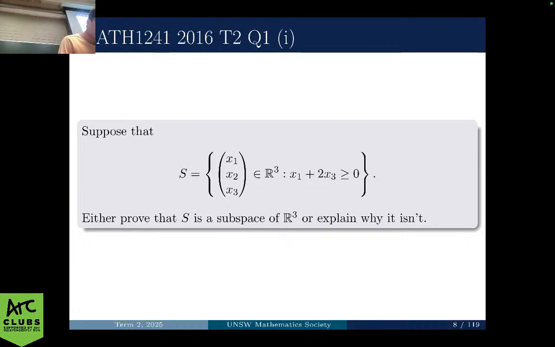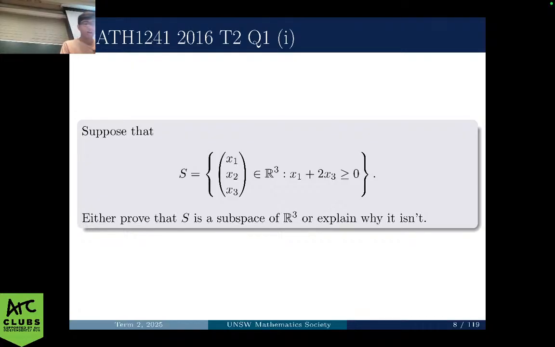Then, last thing I want to check, let's add another page. Let's bring back my vector u, and I'll call it ABC again, why not? And now I know that A plus 2C is greater than or equal to 0. And I want to see, is lambda u part of S? So I know that lambda u is lambda A, lambda B, lambda C.